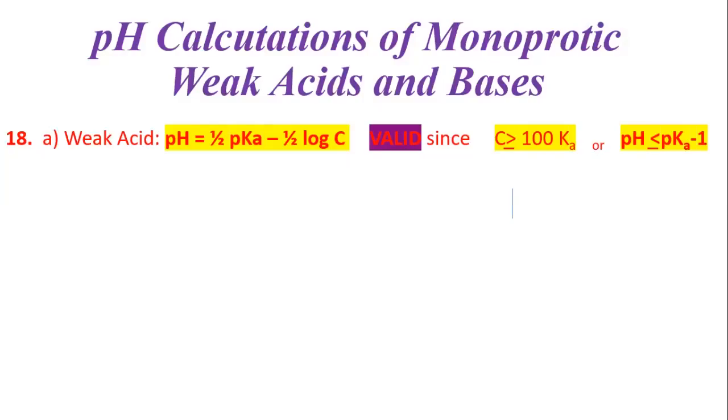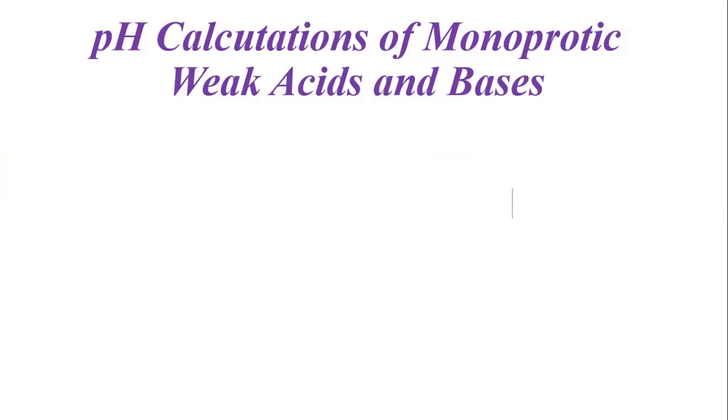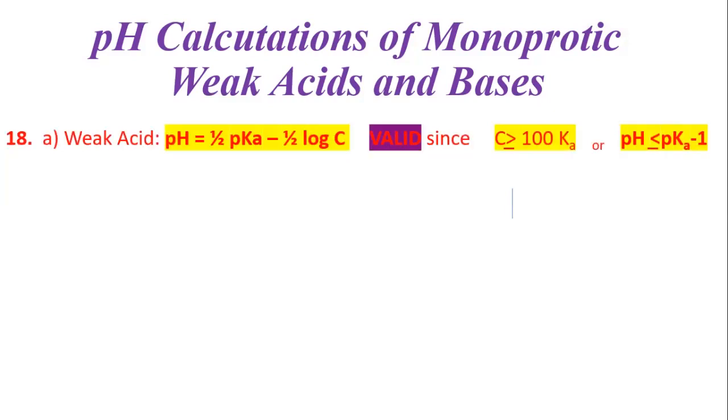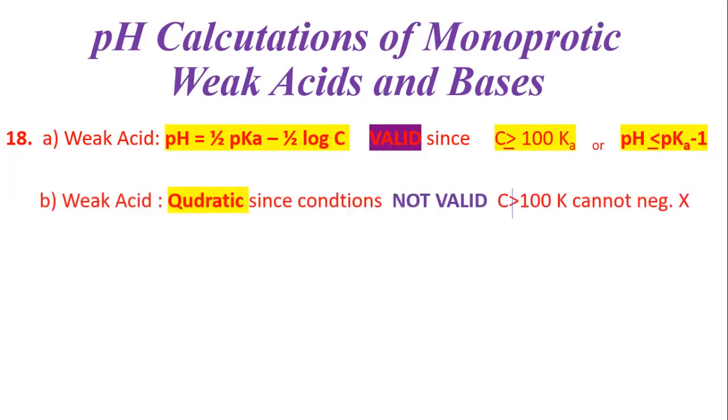Okay, so last time we looked at the pH calculations of some monoprotic weak acids and monoprotic weak bases, and that was actually number 18 and 19. With number 18, part A, the concentration of the weak acid was greater than 100 Ka, which allowed me to neglect the x in the Ka expression such that I could use this equation, pH equals half pKa minus half log C. And by now you've already memorized this equation.